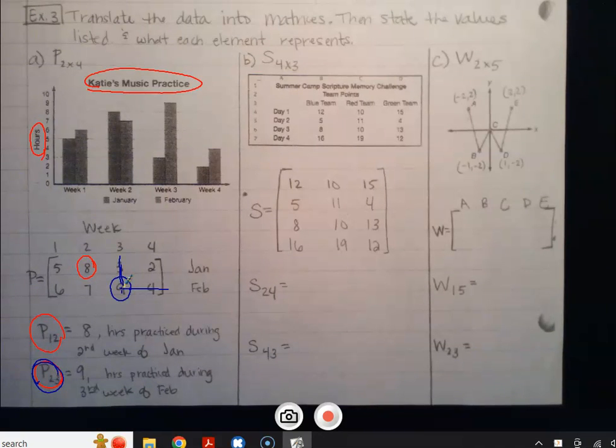All right, so let's look at this other one. So we had a graph, right? Bar graph. Now we've got a table, like in a spreadsheet. We've got summer camp, scripture memory challenge, and the team points. So we want to name it. It is already in the form of the matrix, right? We just have to put the brackets where they belong, and it's done. That's a pretty sweet deal.